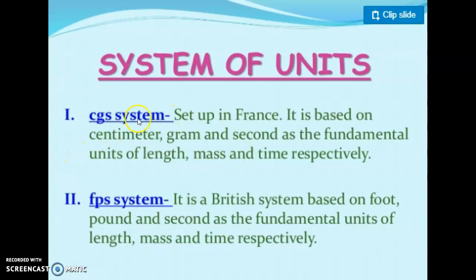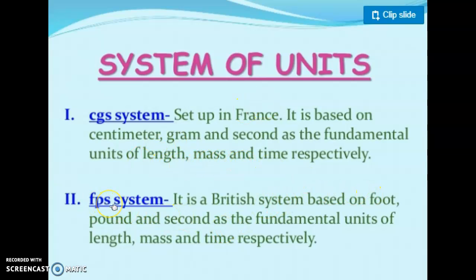So what about the CGS system? Here C represents centimeter, that is for length. These three words CGS, FPS, MKS denote the three basic units that were adopted earlier. That means length, mass, time. So C is centimeter, the unit of length. Gram is the unit of mass, and second is the unit of time. It was set up in France. It is based on the centimeter, gram, second as the fundamental units of length, mass and time respectively.